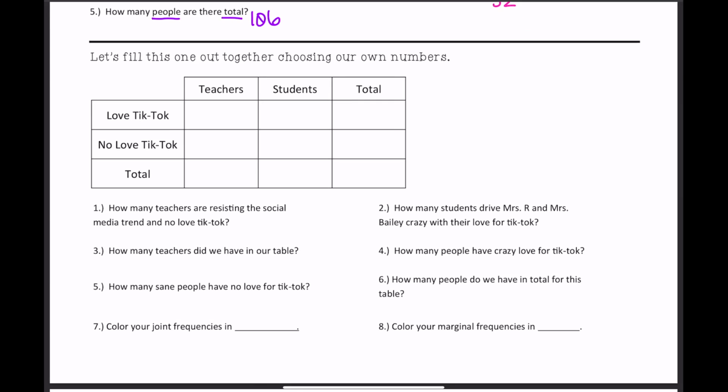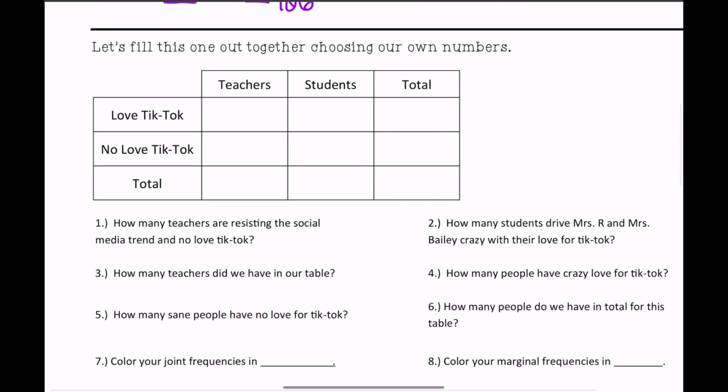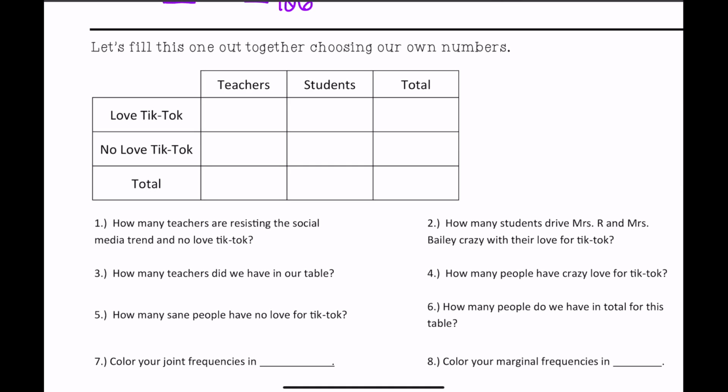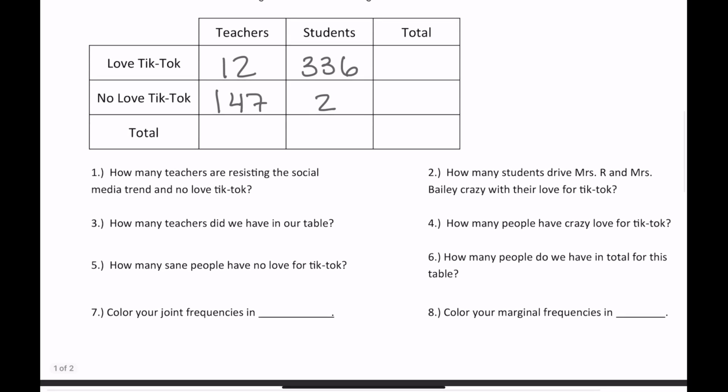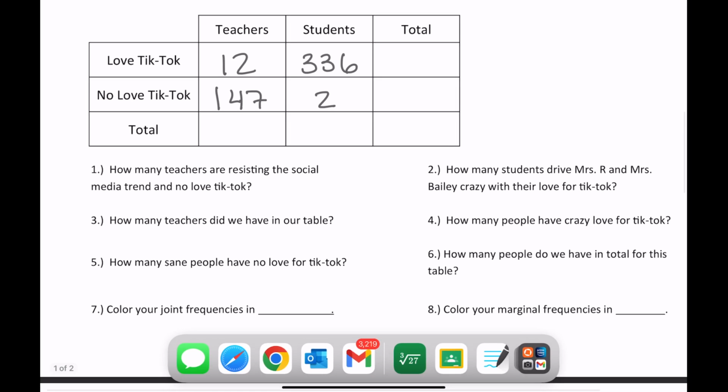All right. This one's for if you're in class together. So I'm just going to fill it out, but if you want to fill it out with your classmates, that's fine. So we're talking about teachers and students, and teachers or students who like TikTok, and teachers or students who don't like TikTok. So I'm going to pick some random numbers. All right, so here's just some random numbers I picked. And so what we're going to do is figure out totals. So let me pull up a calculator for you guys here.